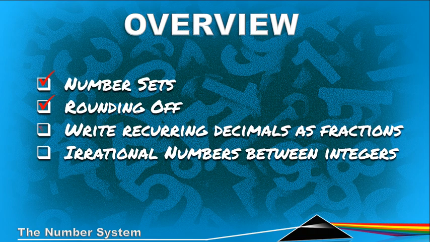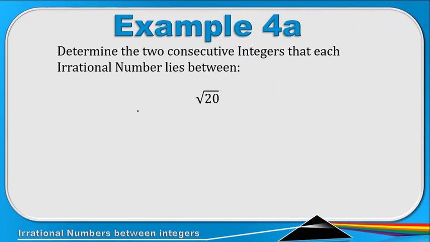Final section we have is to see between which two integers an irrational number lies. And this is quite easy, much easier than the previous section. So let's look at the perfect squares, okay? Because this is a square root. Now, between which two perfect squares would 20 lie?